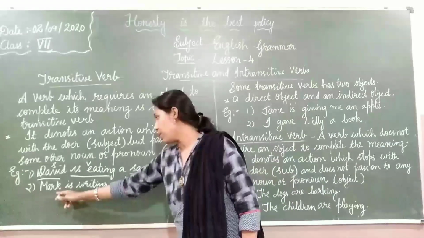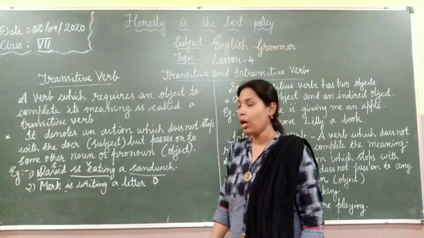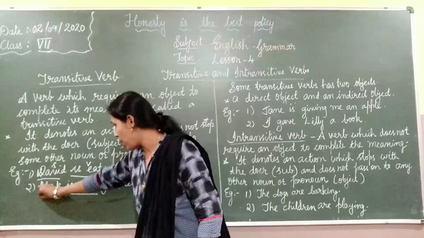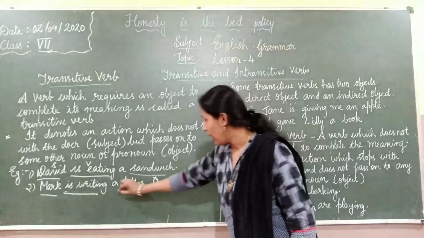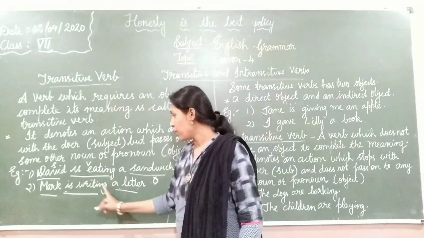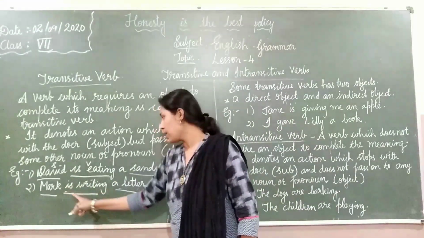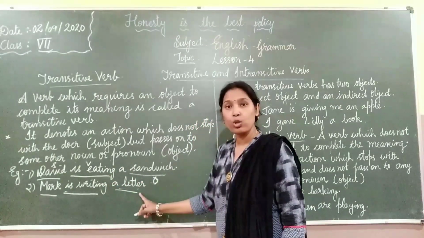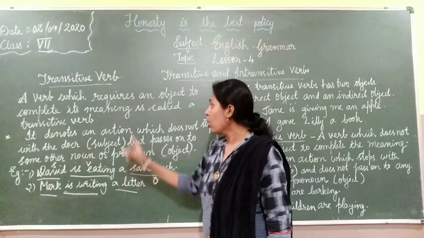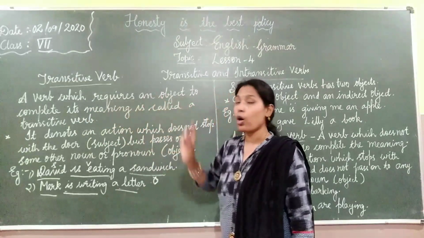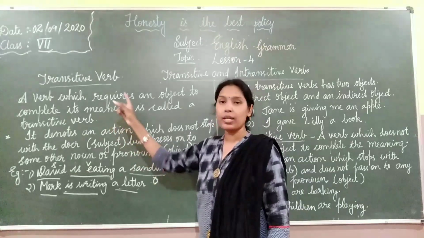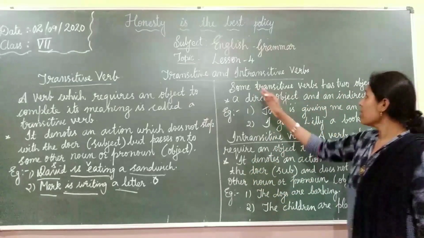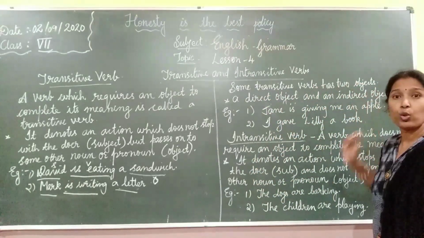See next example. Man is writing a letter. What is the verb here? Is writing. And what is the subject? Man. And the object is a letter. So it's not stopping with the subject, the doer. Man is writing. No, it's not stopping there. It's passing on. Writing is passing on to the object, a letter. So a verb which requires an object to complete its meaning is called what? Transitive verb.